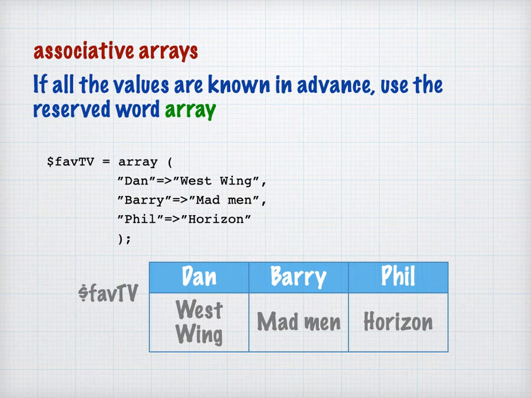If you know all the values in advance, then you can use the array reserve word. Now this is a little bit different to what we had before because you have to supply both the label and the contents that are going to go into that cell. So here we go Dan, West Wing, and we use an equals and a greater than symbol to suggest an arrow. So Dan, arrow, West Wing, Barry, arrow, Mad Men, like that. And that will actually create our associative array.